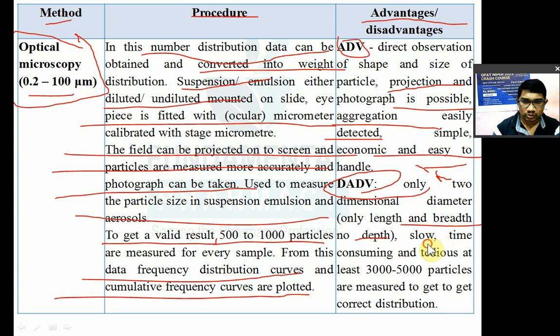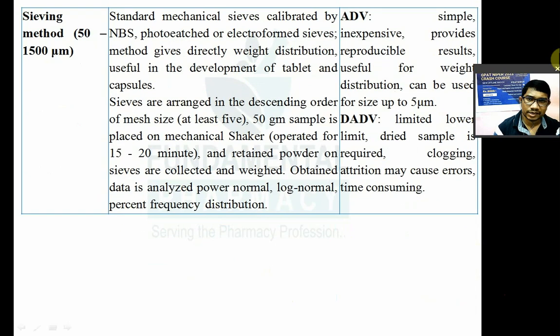Slow, the method is very slow and time consuming and tedious because you have to measure at least 3000 to 5000 particles to get a correct distribution. Okay. That is the disadvantage. Are you getting or not? समझ रहे हैं? Now second method होता है sieving method.